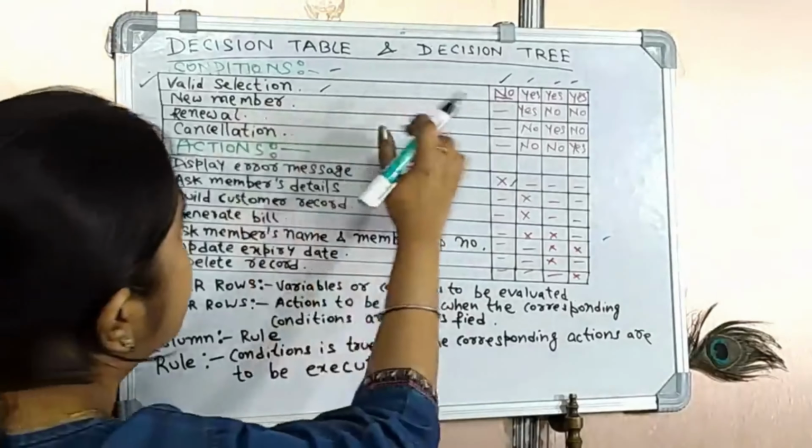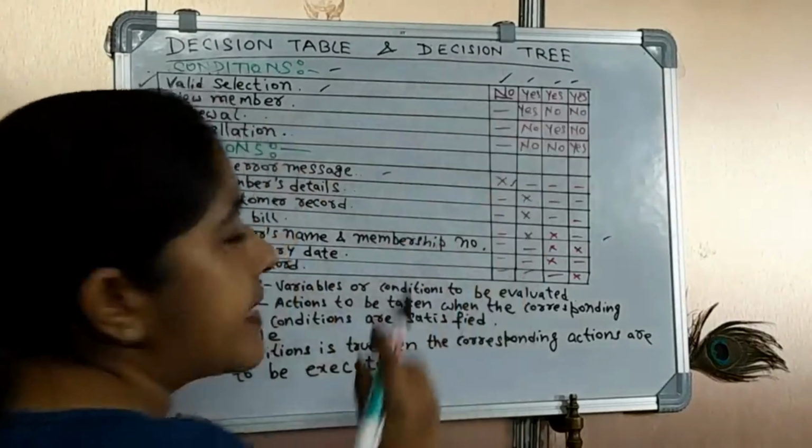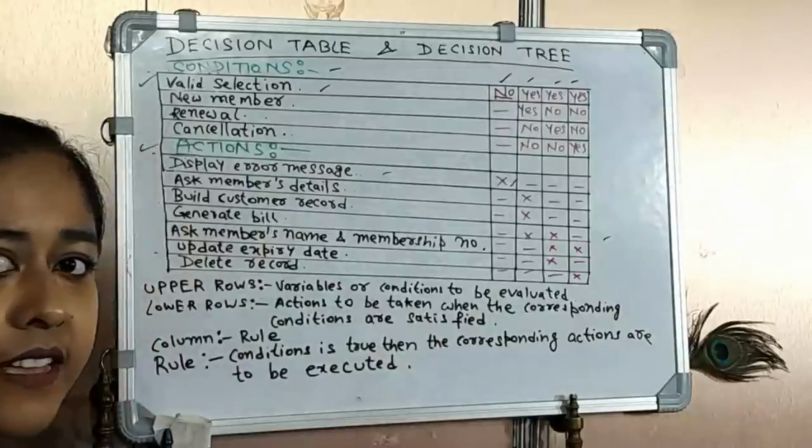But in the condition where the valid selection is yes, it means whatever I have selected is valid. Then there are again three things: new member, renewal and cancellation. A library management system can have three things. First, if I am going to be a member of my library management system, I will be a new member.